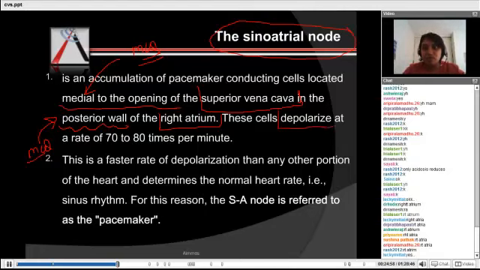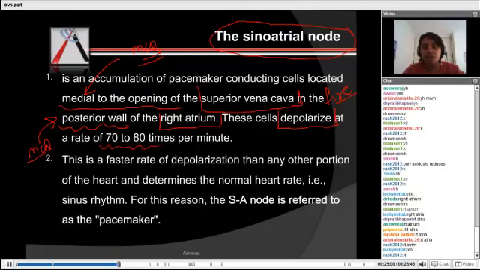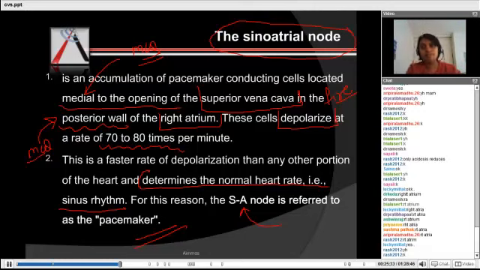These cells depolarize. That means they fire. You know depolarization, right? That is nothing but triggering of an impulse. They depolarize at a rate of 70 to 80 times per minute. This is the one that determines the normal heart rate, that is the sinus rhythm. For this reason, the SA node is called the pacemaker. Now, the SA node is under the influence of the autonomic nervous system, but right now we are talking about the fact that the SA node has the capacity to generate its own impulse.